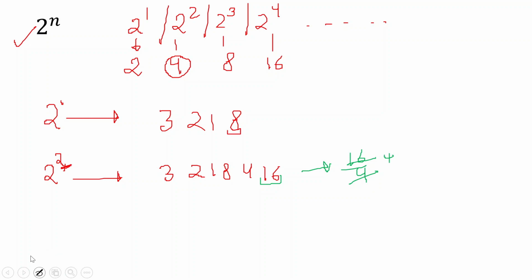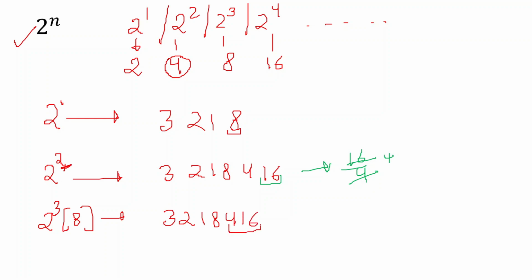Now this rule you can generalize. For 2 to the power 3, that means for 8, the rule becomes the last three digits. If the last three digits are divisible by 8, then the number will be divisible by 8. So if 416, these last three digits, is divisible by 8, the number will be divisible by 8. So this is divisible by 8, that's why the number is divisible by 8.